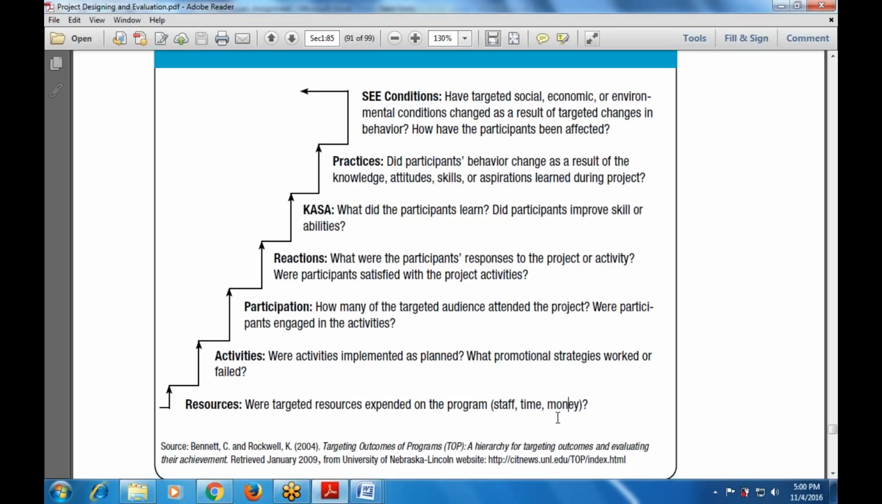Then what are the various activities? So these are planned, these are scheduled, or these are not scheduled activities, but promotional strategies are used, worked, or failed. Then what are the targeted resources expended in the program, whether it is used with the staff, time, or money, that is the resources.